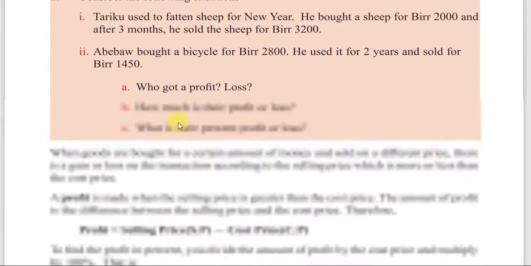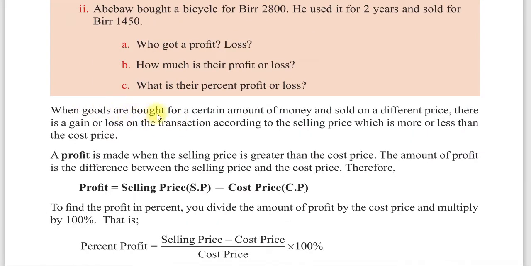When goods are bought for a certain amount of money and sold at a different price, there is a gain or loss on the transaction according to the selling price, which is more or less than the cost price.